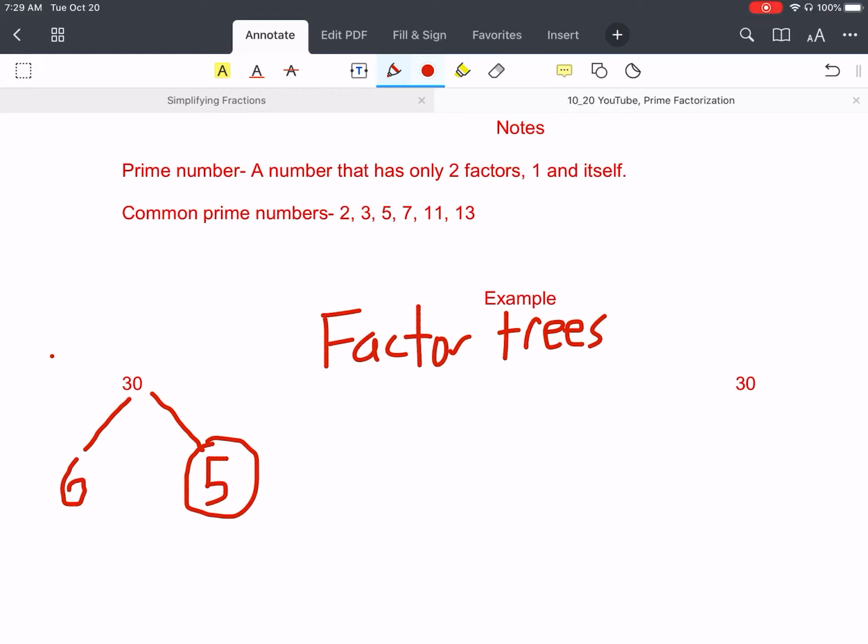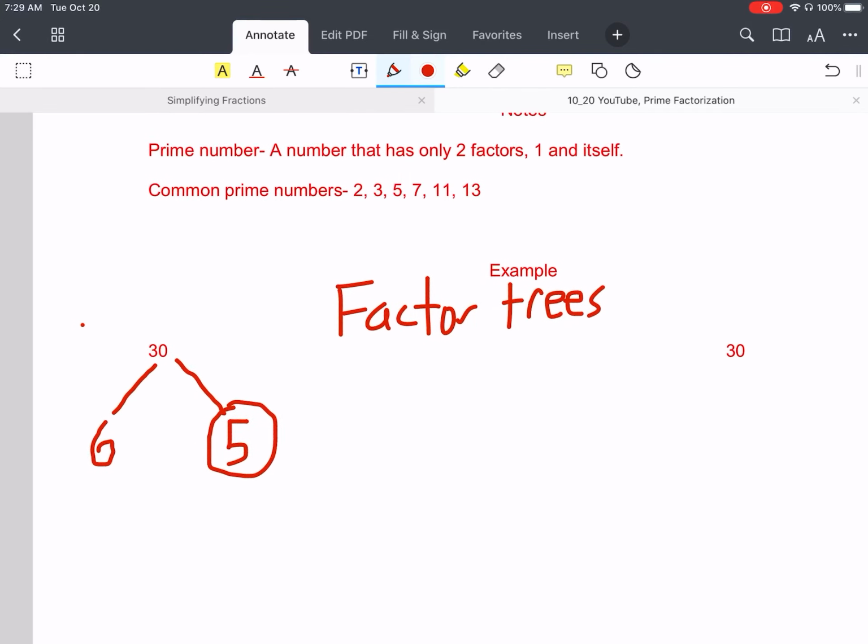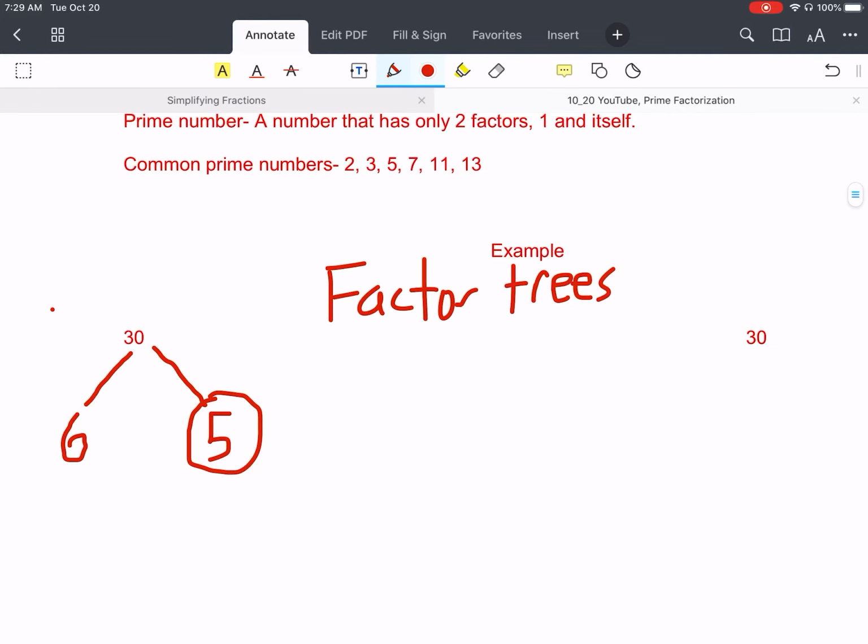On the left, I know that 6 is not a prime number, so I have to break that down a little bit more. So I'm going to break the 6, and the pair of numbers that multiplies to equal 6 is 2 times 3. And I know that 2 and 3 are prime numbers.